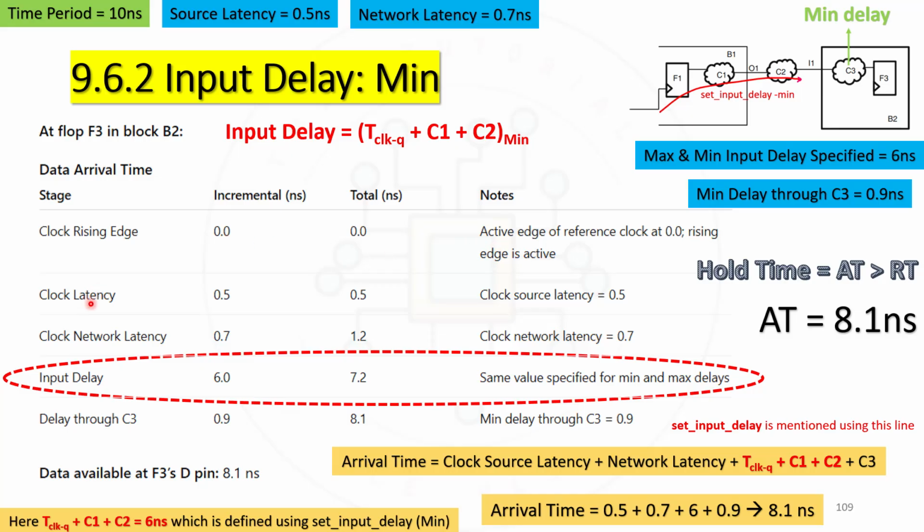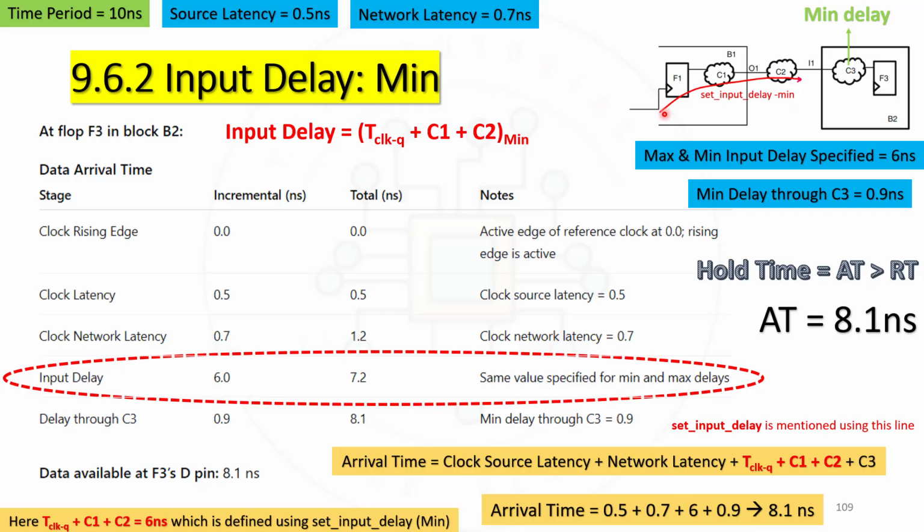Next, clock latency. Here you can consider this as source latency, which is nothing but 0.5 nanosecond. So total delay, which is 0 plus 0.5, will give 0.5 nanosecond, and next it will have some network latency which will get added up. So 0.5 plus 0.7 will give 1.2.